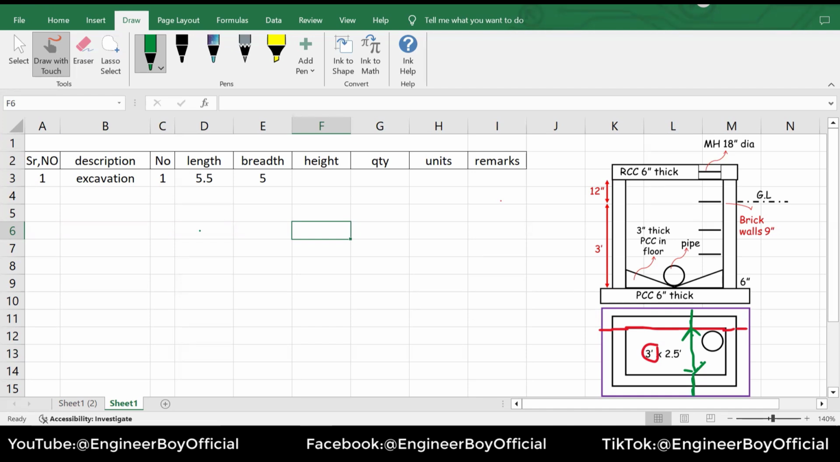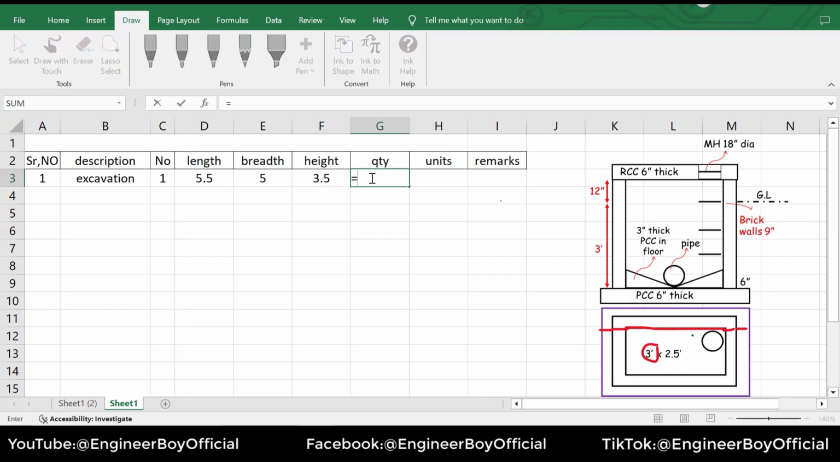Now, what should be the depth of excavation? As you can see, the ground level is known over here, and from that ground level we will dig below. That's 3 feet, you can see it, and then of course the 6 inches thickness for the PCC work. The total can be 3.5, so the depth is now 3.5. And the quantity is the same thing: you have to multiply all these things. Very simple, and press enter. As you can see, the unit is CFT. Now in remarks, you can put all these things like maybe what's 5.5.